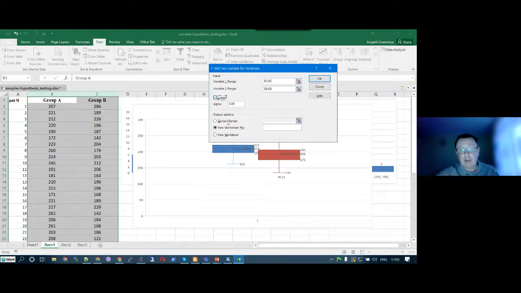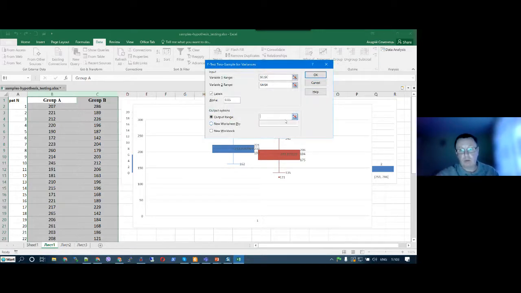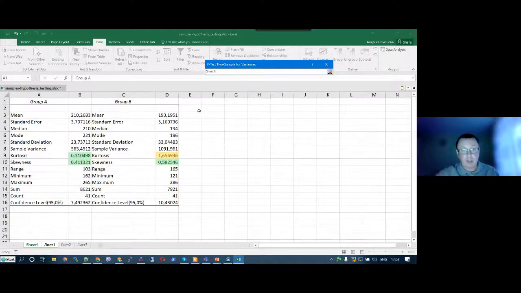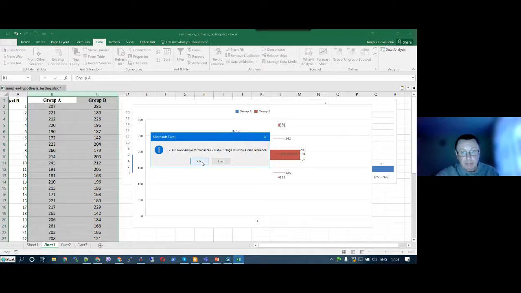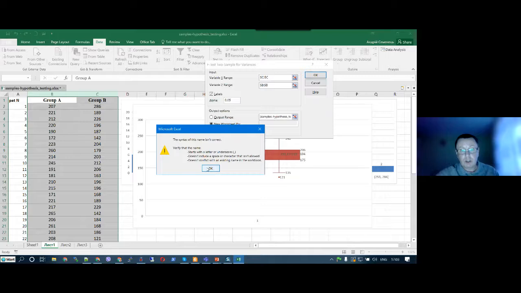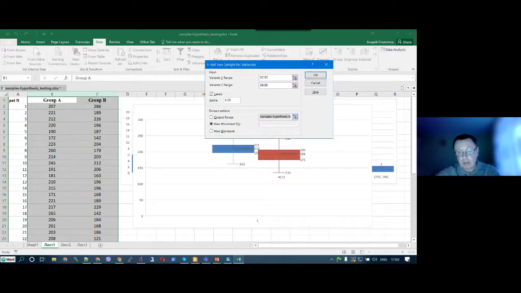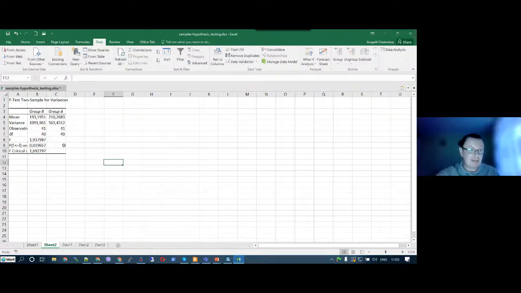I have labels in the first row and output range. Okay, I will provide results in a new worksheet. It will be better. Okay, in this case, I have the Fisher test value, which is 1.9, which is greater than F critical.